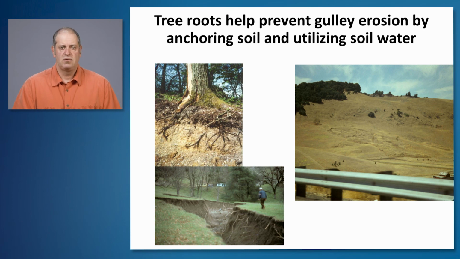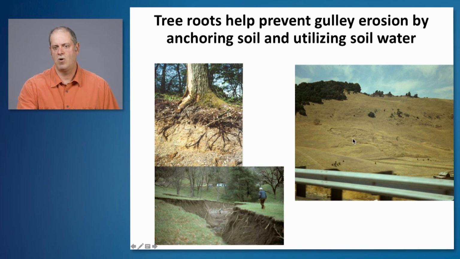Tree roots help prevent gully erosion in 2 ways. Trees stabilize and anchor the soil, holding it together, but they also utilize water. So they prevent the supersaturation of these soils. When soils become saturated, they essentially become lubricated, and therefore saturated soil on steep slopes are prone to failure. And so that's what you're seeing in this image right here.